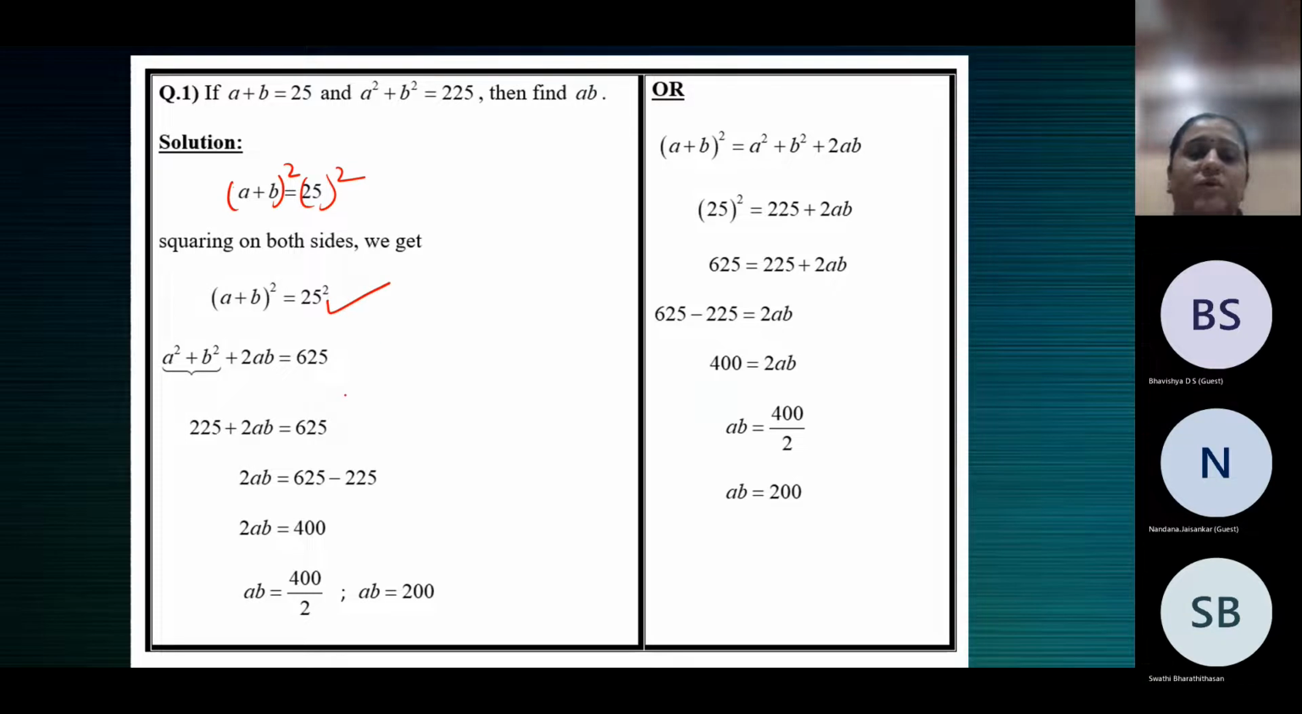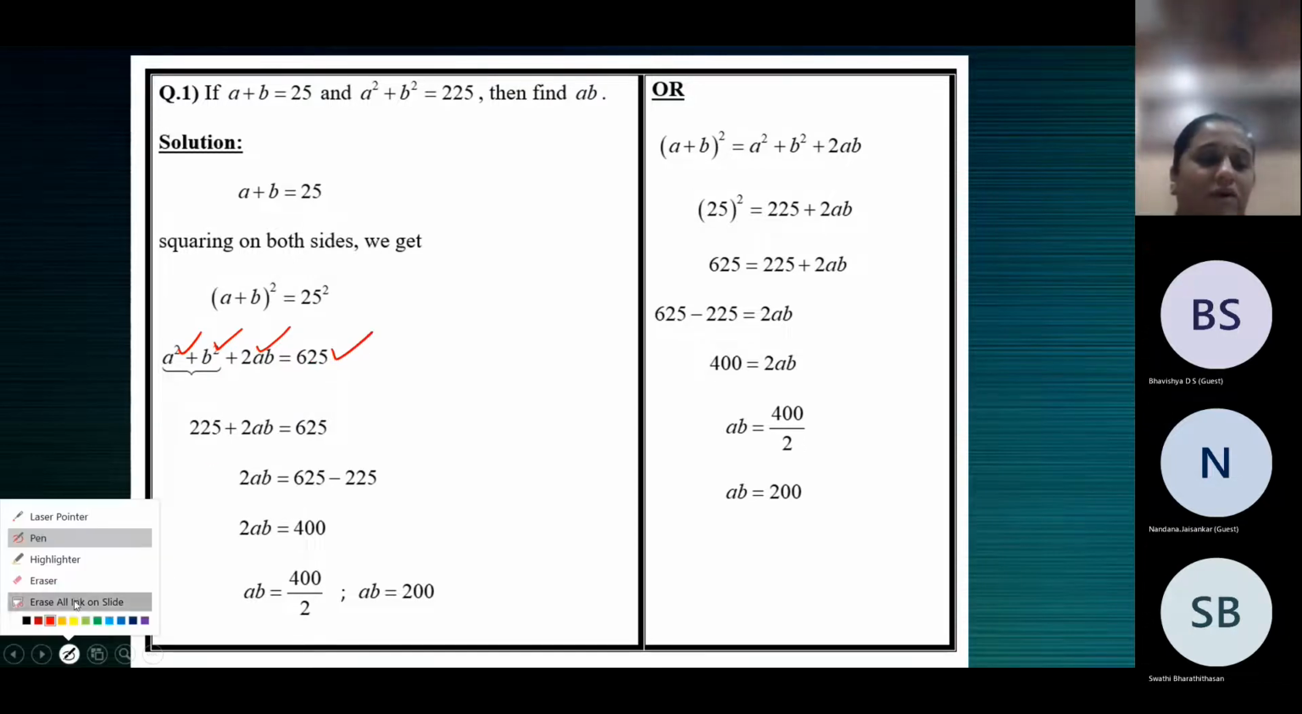So a plus b the whole square is equal to 25 square. Now, what is a plus b the whole square? We know that a plus b the whole square is a square plus b square plus 2ab, is equal to 625. Yes or no, children? What is a plus b the whole square? It's a square plus b square plus 2ab. Correct? Yes, ma'am. Is equal to 25 square, which is 625.